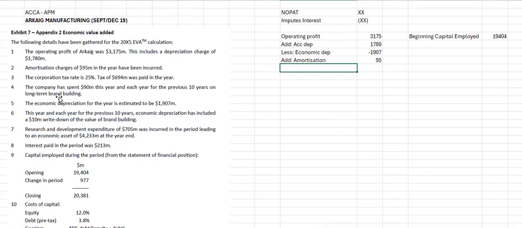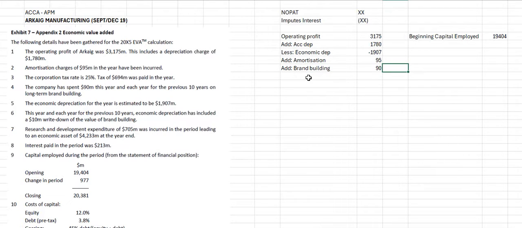Let it be there. The company has spent 90 million this year and each year for the previous 10 years on long-term brand building. Hold on, if you are doing any marketing or brand building activities which will have long-term benefit, what EVA says is that it should not be expensed, it should be capitalized and then amortized. So first step, whatever you have expensed this year should be added back. This 90 million has been expensed. Let's add it back. Add brand building.